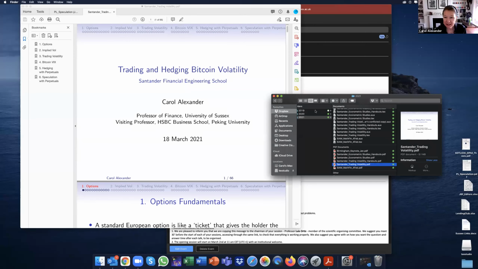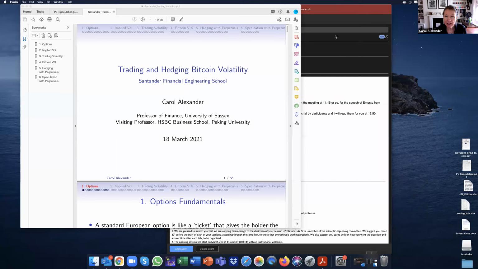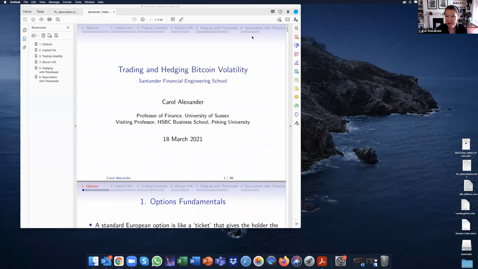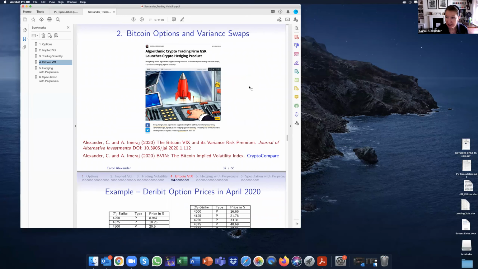So I was just telling Lewis that I added an extra section here on speculation with perpetuals, depending on how much time we have. It's only just the preliminary results. There's no writing. It's just some results. So it gives you an idea, if you're interested in actually trading these markets, how speculative the different coins are and the different exchanges are.